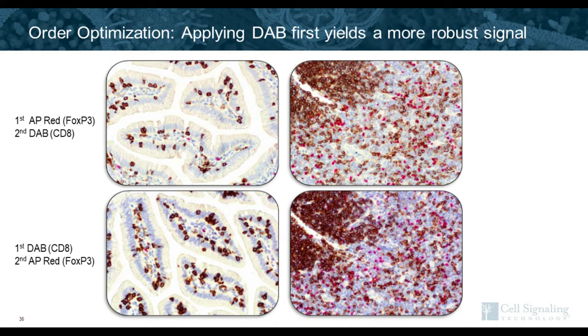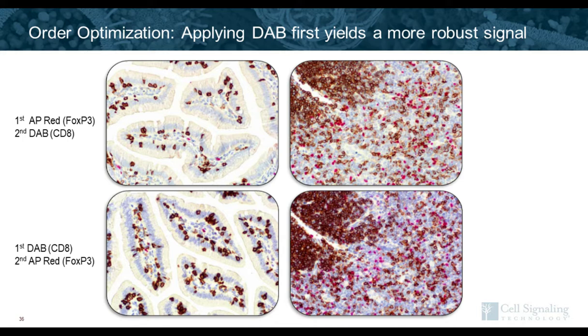The next step would be to optimize the order. So what I did was I ran the images on the top show the alkaline phosphatase protocol with FOXP3 run first, followed by the DAB protocol with CD8 run second. And this is on a mouse small intestine on the left and a spleen on the right. And then on the bottom, you can see the opposite.